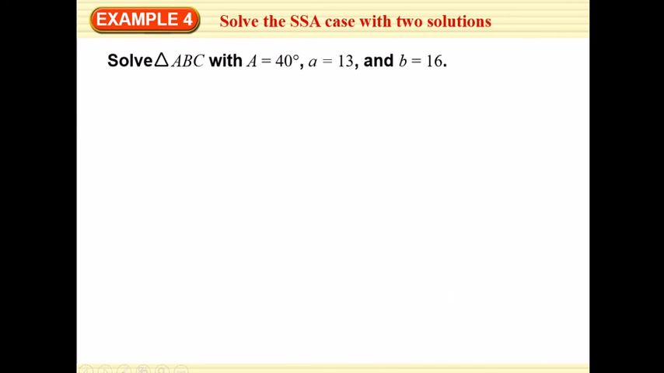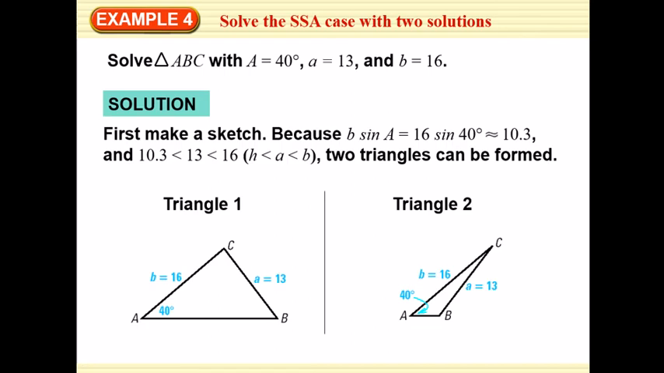So I move on to example 4. Let's look at two solutions. This one goes a little bit more in depth, but I'm still using the exact same process. I just have to use it multiple times. So let's make a sketch. First, make a sketch because b sine of a is approximately 10.3. Alright, so it falls into this category.